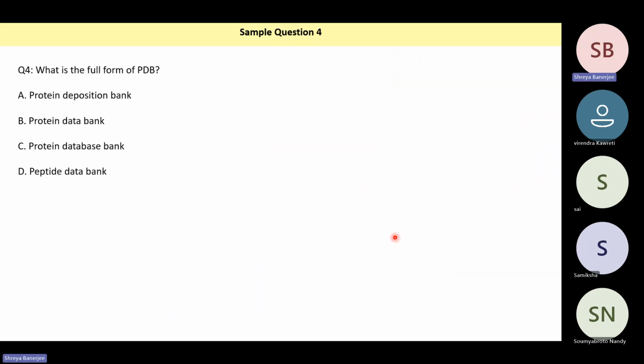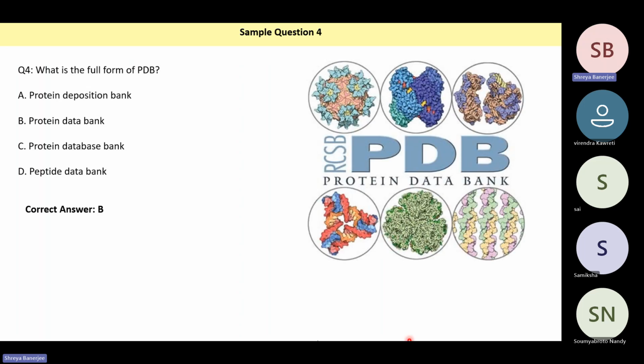Then very simple question, what is the full form of PDB? Option B. Protein data bank. As you know, all the protein structures are deposited in the PDB.